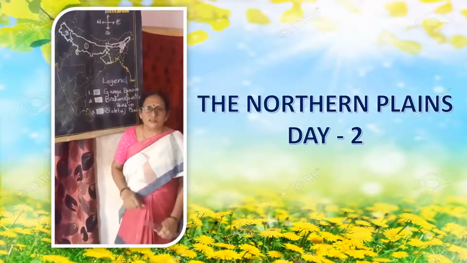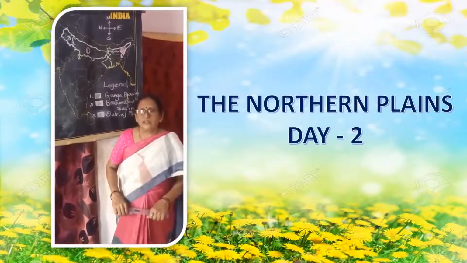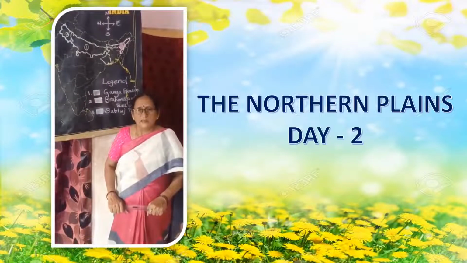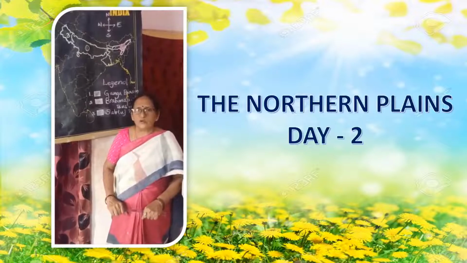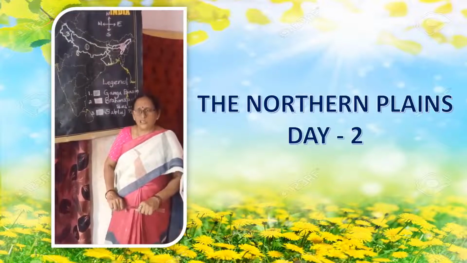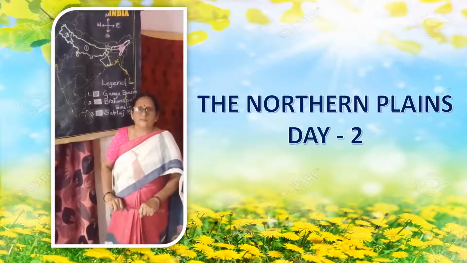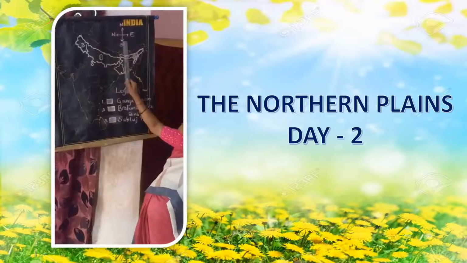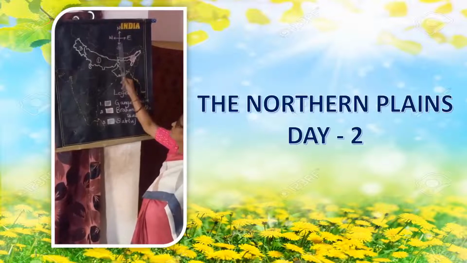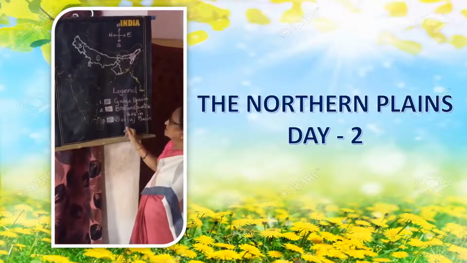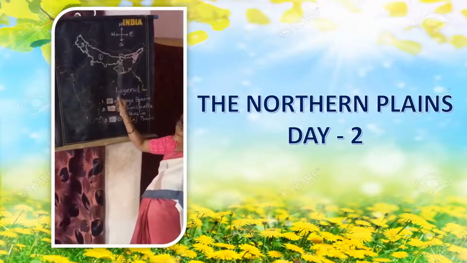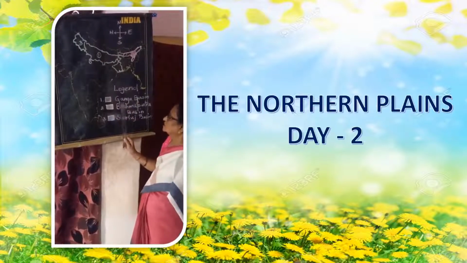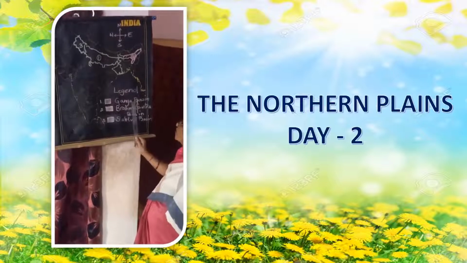Good morning, children. In the earlier session, we had learned about the three river basins in the northern plains. Now, in this session, we are going to learn about each basin in detail. And you had learned about the map, how to mark it. First of all, directions. Next, legend. Third, marking. Then, coloring.